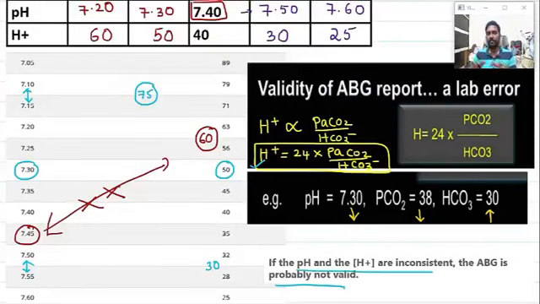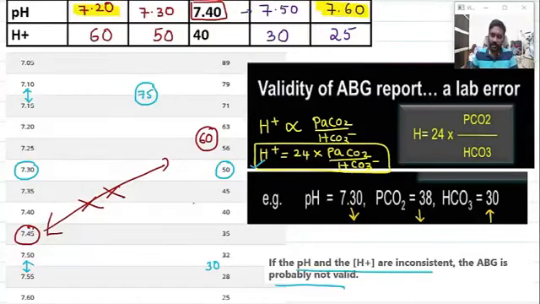So this is an easy way to remember. At 7.40 pH, H plus will be 40; at 7.30, 50; at 7.20, 60. So as the pH decreases by 0.1, H plus tends to increase by 10. In the same way, as pH increases by 0.1, H plus decreases by 10, from 40 to 30, and at 7.60 it might decrease by 5. Mostly the majority of pH will be in the range of 7.2 to 7.6. So if you can remember these values, it will be handy.